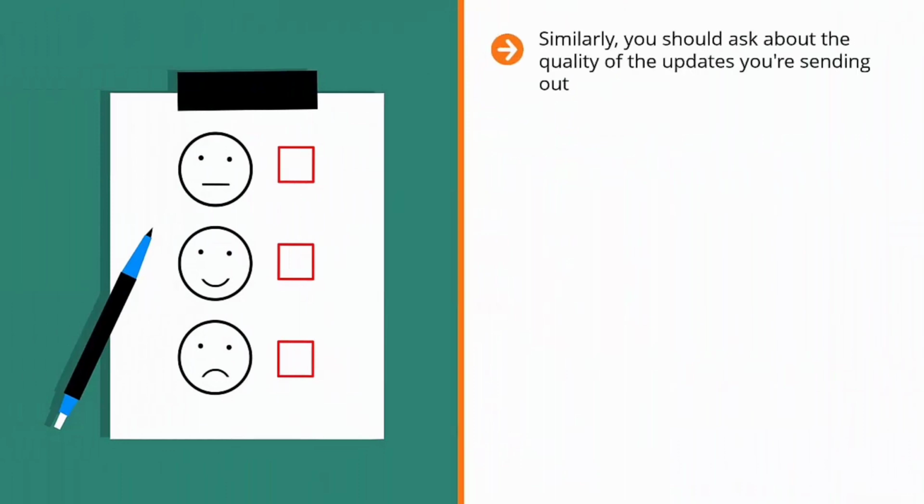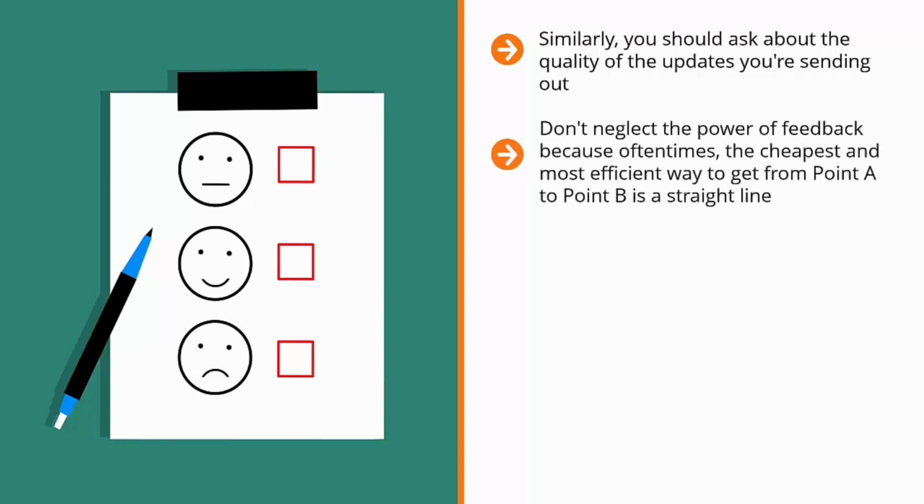Similarly, you should ask about the quality of the updates you're sending out. More specifically, you should ask your list members, what improvements should I make for you to forward my emails to people you know? Don't neglect the power of feedback because oftentimes the cheapest and most efficient way to get from point A to point B is a straight line. Ask your list members, but offer an incentive.